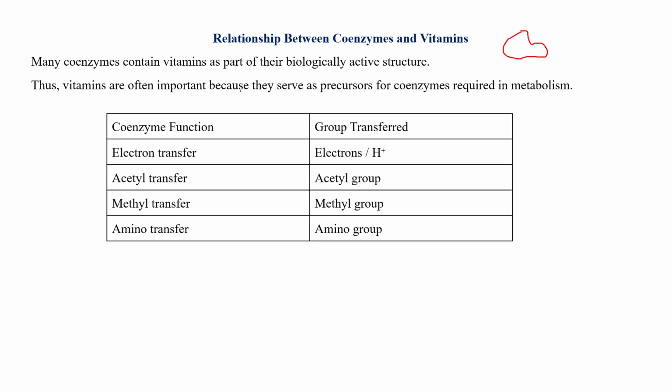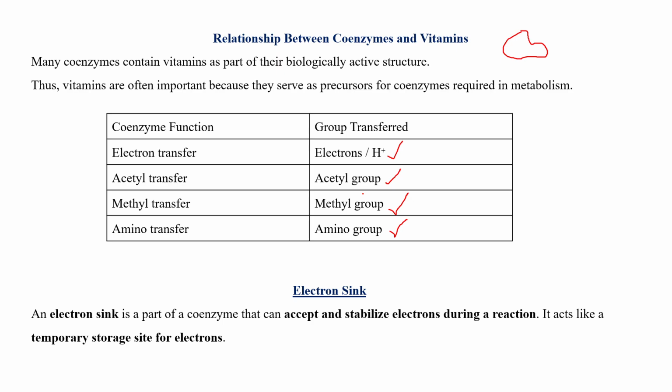Your coenzyme functions in electron transfer, acetyl transfer, methyl transfer, or amino transfer. The group being transferred is an amino group, a methyl group, an acetyl group, or protons (H plus) and electrons. So if you say a coenzyme functions in electron transfer, this means these are the groups that it transfers.